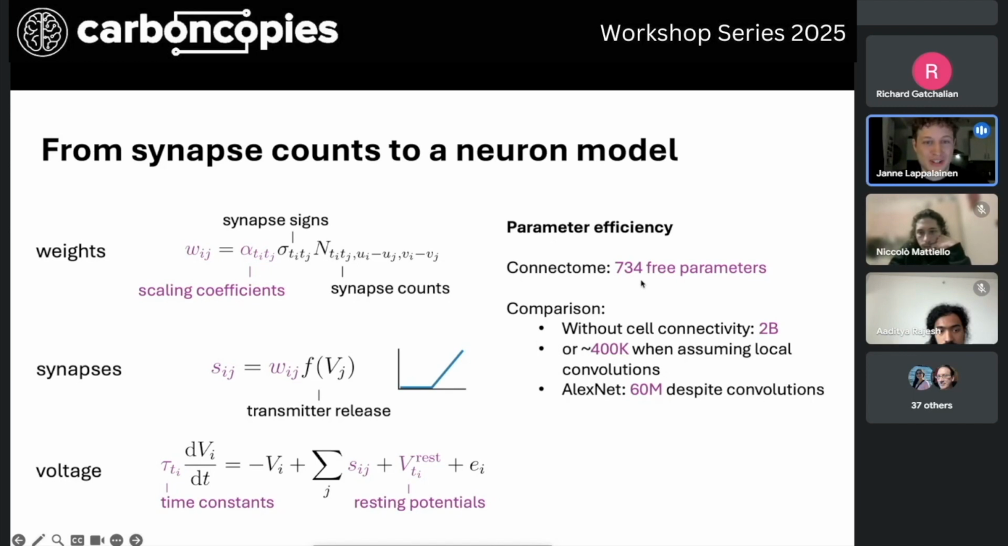So without that connectivity, if we would naively just take any basically neural network of 45,000 cells, then it would be a connectivity matrix of 2 billion entries. When we assume something reasonable, like we have local convolutions, then it would be around 400,000. And yeah, in comparison, also AlexNet has convolutions, but it has 60 million, and it can just classify 1,000 images, 1,000 classes on ImageNet.